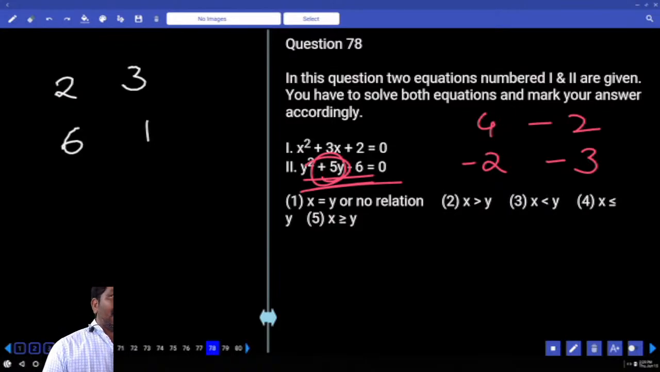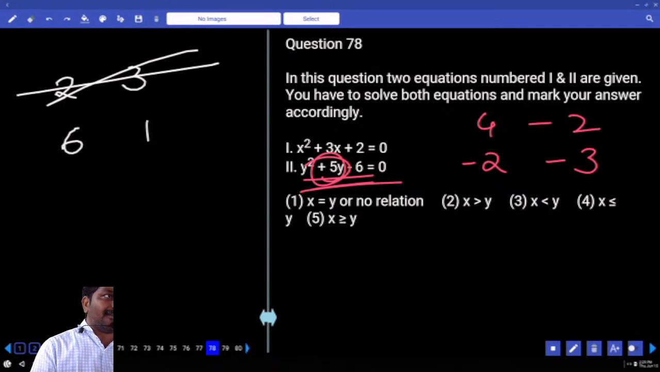For the product to be minus, one of the numbers must be negative, right? If you keep minus here, you don't get sum 5. So this combination will not work. So product is a negative number. So I'll take 6 into -1. Product is -6. Sum of both the numbers is +5. That works here. Got it?